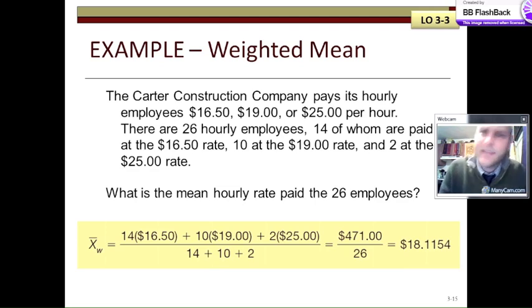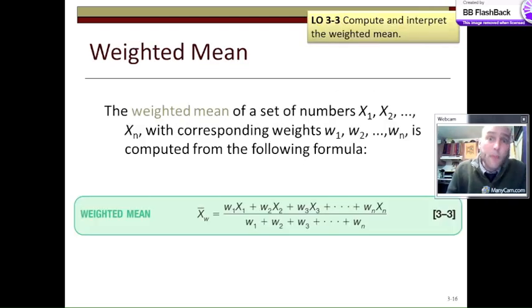Hear me say 10 times? Yeah, that's multiplication, hence 14 times 16.50, 10 times 19. Add up all that stuff and divide by 26 because there's 26 people. The average employee makes $18.12. That's giving weights to each one of those points, 16.50, 19, and 25, where the weight is determined by the number of employees who make that amount.